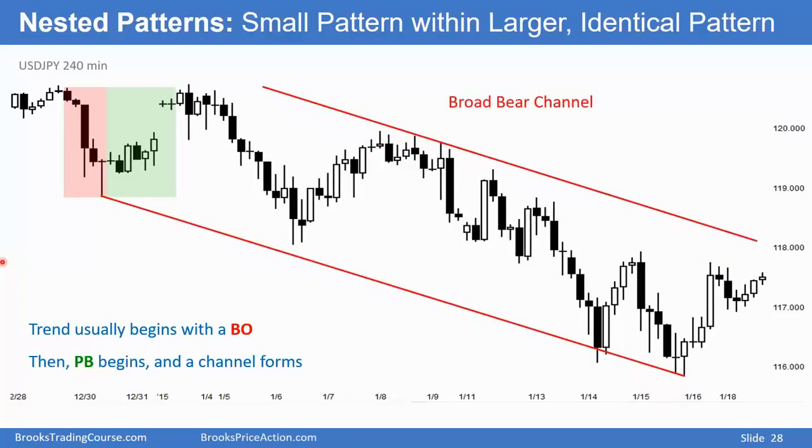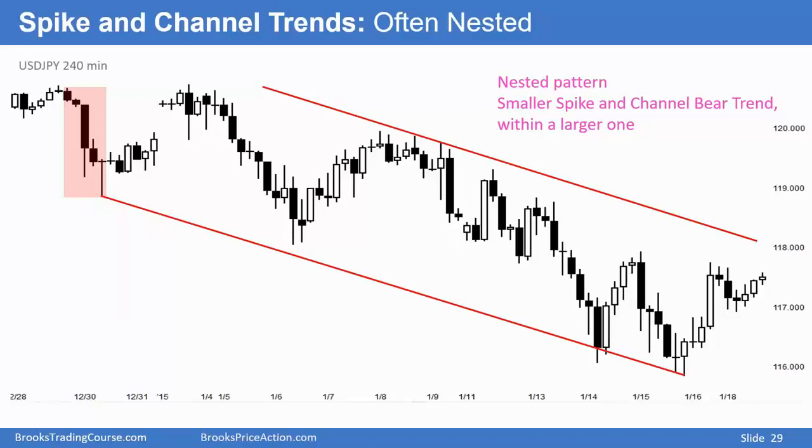It turned out it formed a lower high and then a persistent channel down, new low, big pullback. So at this point, you've got to be thinking it might be a broad bear channel or a trading range, and it is both at this point. We have a spike down and then a broad channel. Spike and channel patterns, like all patterns, are often nested. And by nested, I mean there are often smaller patterns within the bigger pattern.